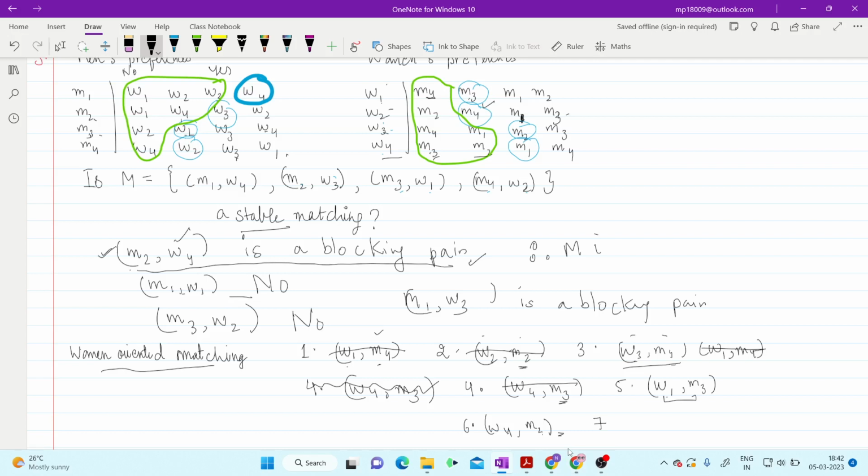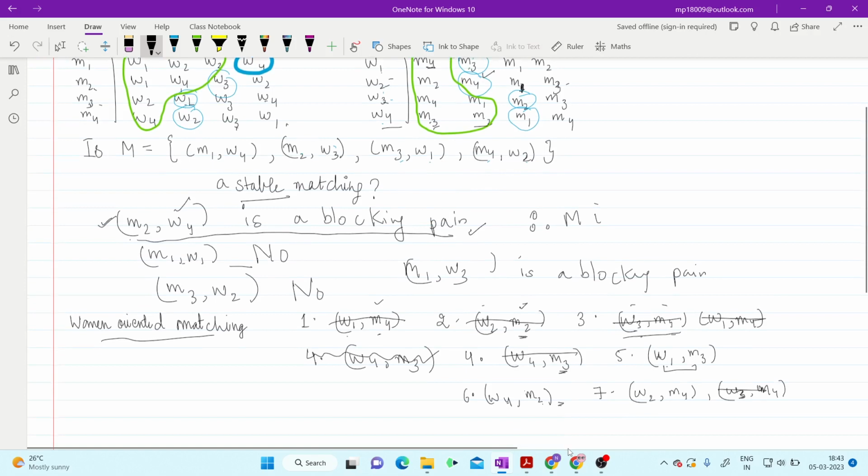Now we look at W2. So W3, W1, W2. W2 has already approached M2, so now W2 will go to M4. But M4 has already been assigned to W3. So we look at the men's list, and M4 prefers W2 over W3. So W3 M4 will get cut.